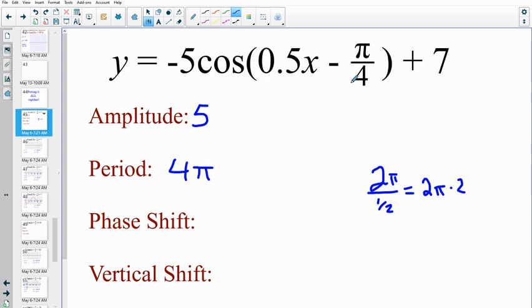Phase shift is the one that I'm the most concerned about, because I'm worried that a lot of people are going to say pi over 4, and it's not pi over 4. Remember, we need to write this in factored form in order to see what the phase shift is. So I'm going to factor out that 0.5, and so we'll have x minus something. And so the question is, 0.5 times what would give us pi over 4?